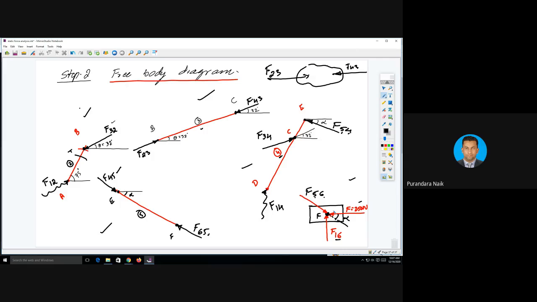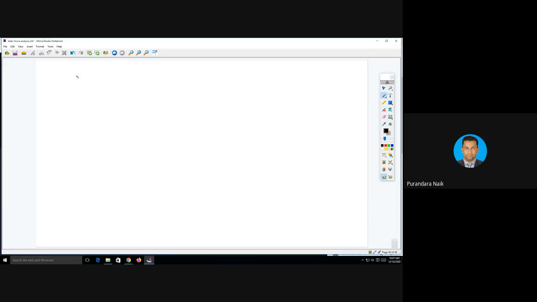Then what to do next? Second condition, what is the static equilibrium? Second condition of a 3 force member? The summation of all the forces must be equal to 0. That means the force polygon must be closed. You can draw the force polygon. Next step, step 3: finding unknowns.